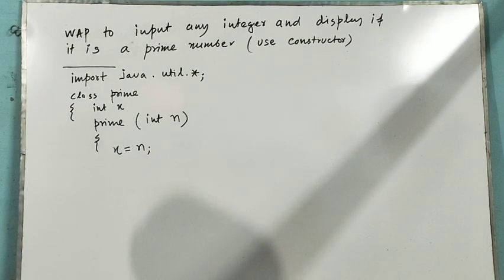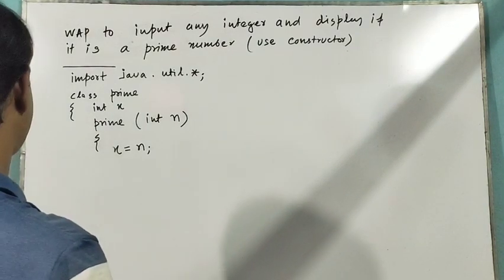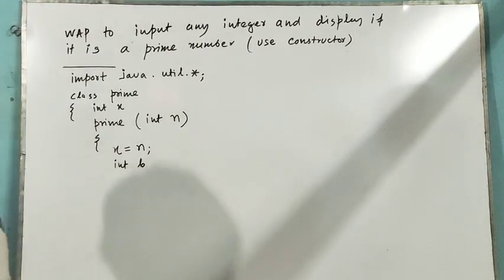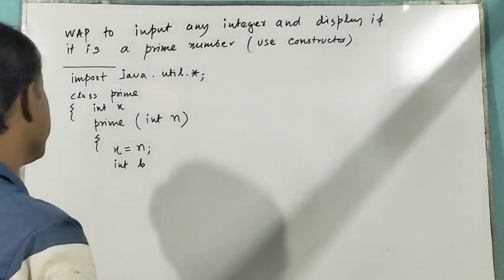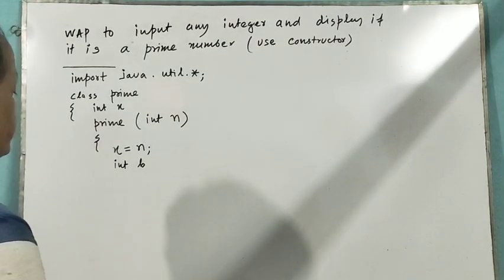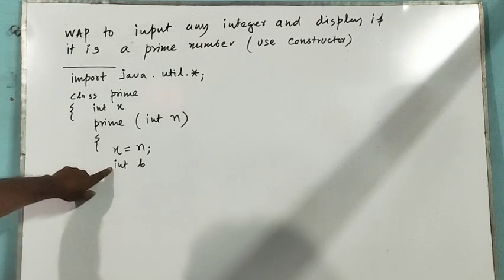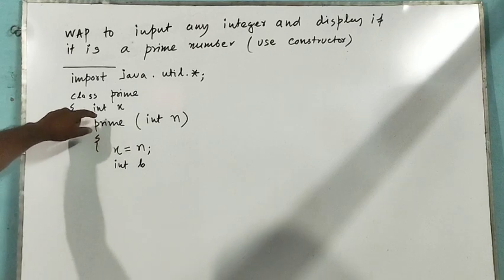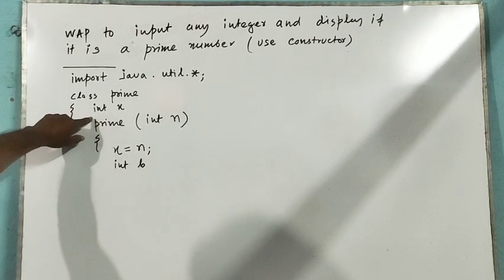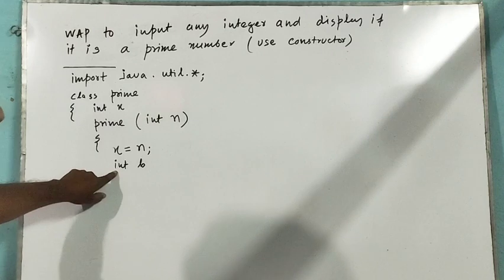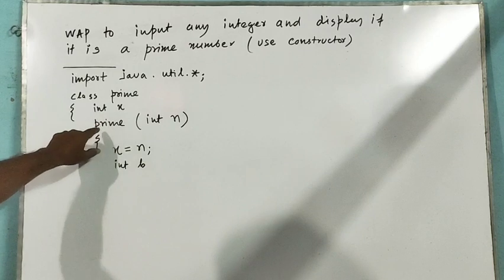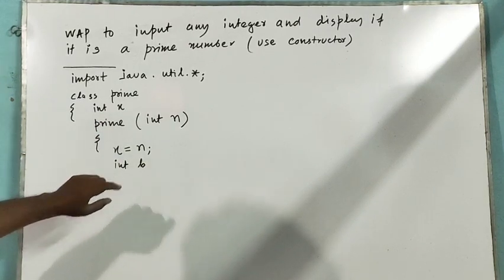Now this x we will check whether it is a prime number or not. To check prime number we need a loop variable. So I have taken here b. You see the declaration of this variable is inside the body of the constructor. It is not before the constructor. That means this is a local variable, available only inside this Prime constructor.